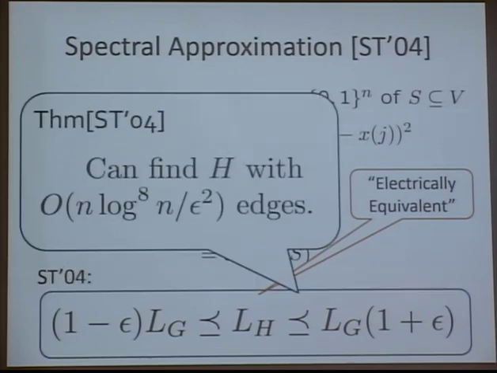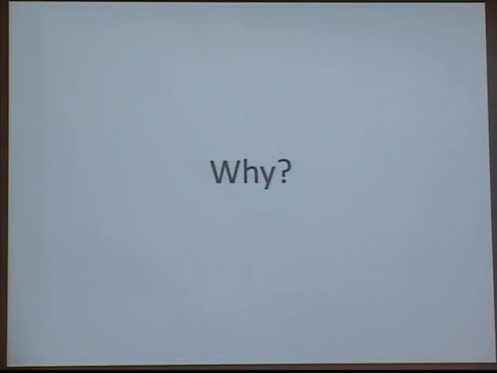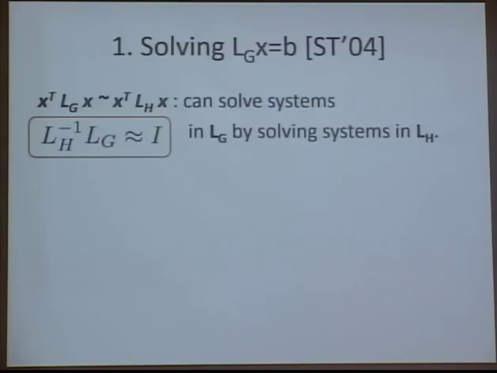And what they proved is that this also always exists. For every G, in nearly linear time, we can find a graph H with n log to the 8th n edges over epsilon squared, and it is a spectral approximation, which is strictly stronger. So why would you be interested in doing this in the first place? There are a bunch of reasons. The actual reason why they studied this, and the most compelling reason, is that this notion of approximation is very useful in solving linear equations in Laplacians.